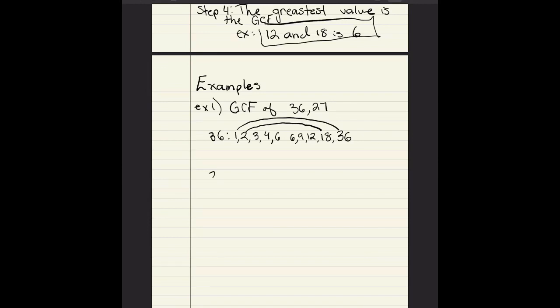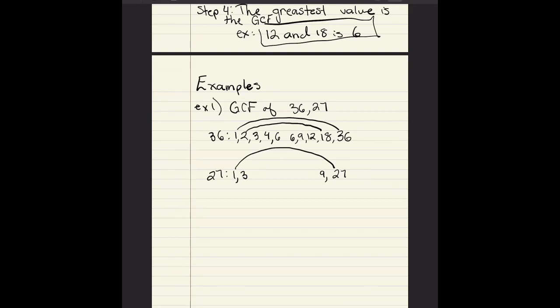Now time to do 27. So 1 times 27 is 27. And 2 times, oh, 2 can't go into 27, can it? I always jump straight to 2. It's not an even number. But 3 can. 3 times 9 is 27.